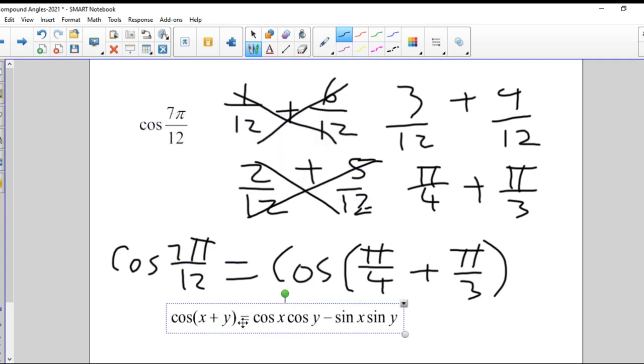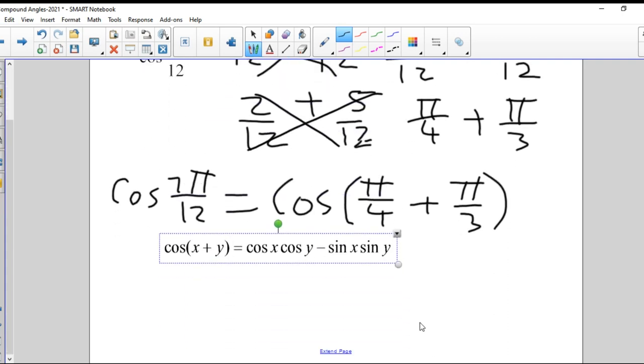Bring that down here, and let's get ready to use it again. Now here's a great thing that we're looking at. All of these angles are in the same quadrant, pi over 4 and pi over 3. What quadrant am I talking about? Okay, Elizabeth, what quadrant am I talking about this time?